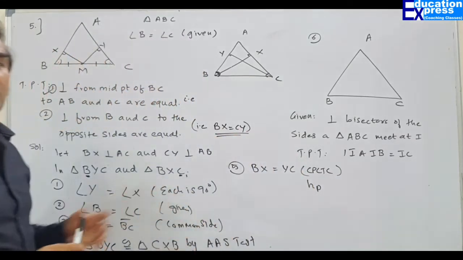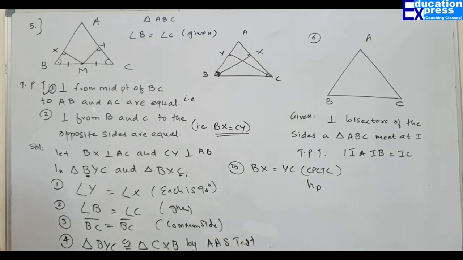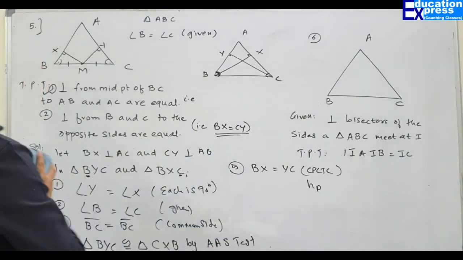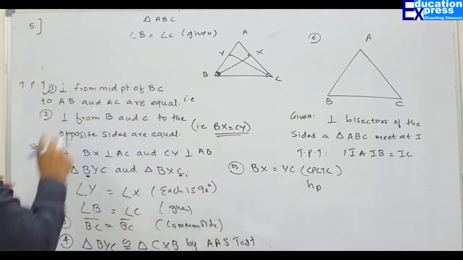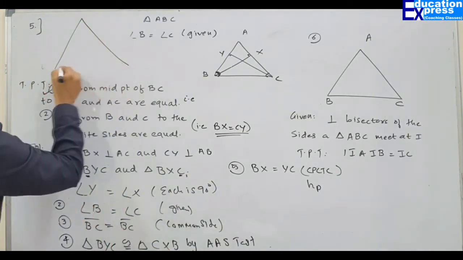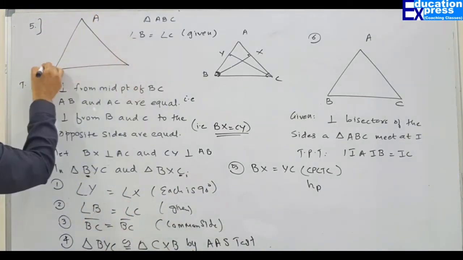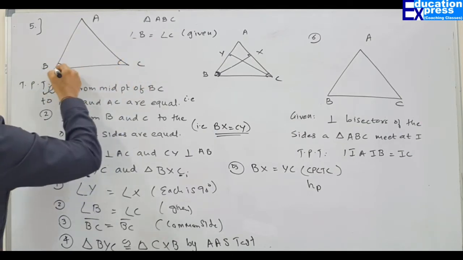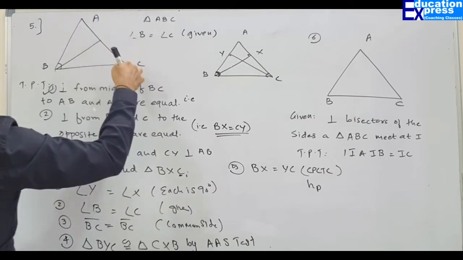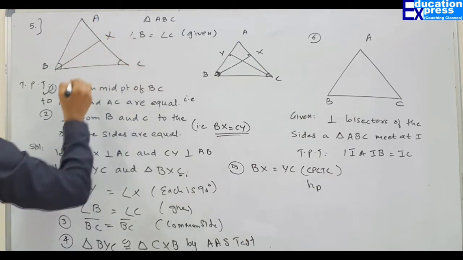BX equals CY. So my dear friends, I have not done anything much. The only thing that I did over here, if you pay attention, is this. It was given to us that in triangle ABC, this angle equals this angle. Draw a perpendicular from this to AC. So let us say this is X.